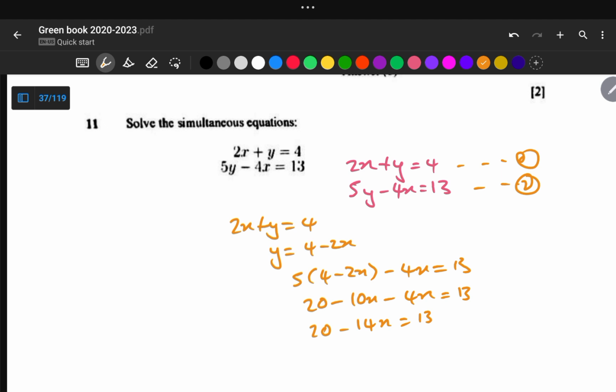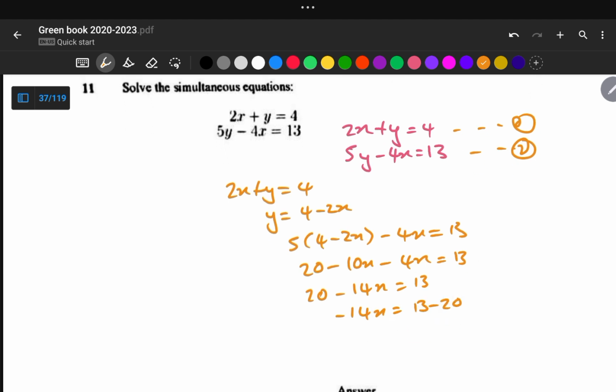So we can shift this 20 to the other side of the equation and it becomes negative. Therefore it is minus 14x being equal to 13 minus 20. So 13 minus 20 is equal to minus 7. Therefore it is minus 14x being equal to minus 7. Let us divide both sides by negative 14 to solve this equation. So x will be equal to minus 7 divided by minus 14.